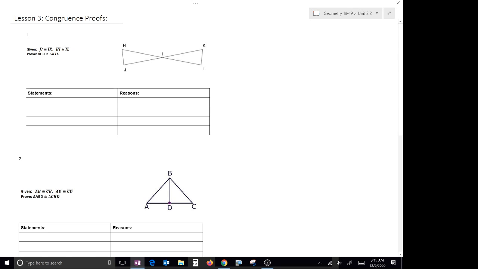So, before we get into actually building some formal proofs here, just a reminder of our methods of proving triangles congruent. We have 4 regular ones and then one only for right triangles. So we have side, side, side. We have side, angle, side. We have angle, side, angle, and we have angle, angle, side. And then our special case is HL, and that's only for right triangles, which is hypotenuse leg.